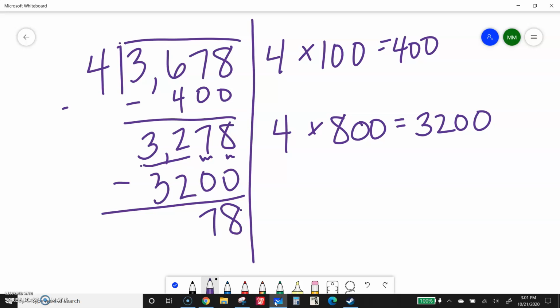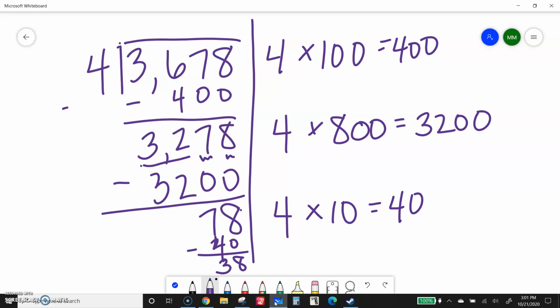So now I can say, okay, how many groups can I get out of 78? Well, maybe I'm not quite sure. I know that 20 groups is 80, which is too big. So I'm just going to do 10 groups, which is 40. Subtract 40. Hopefully you have a paper with more space than me. I can't take out another 10 groups because that's 40 and that's too big. But I can do 9 groups, which is 36. If I do 38 minus 36, I'm going to get 2. So I know I'll have remainder 2.